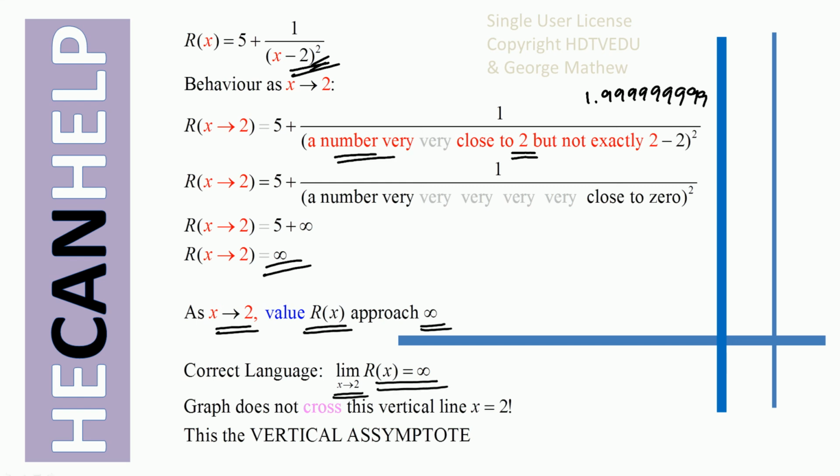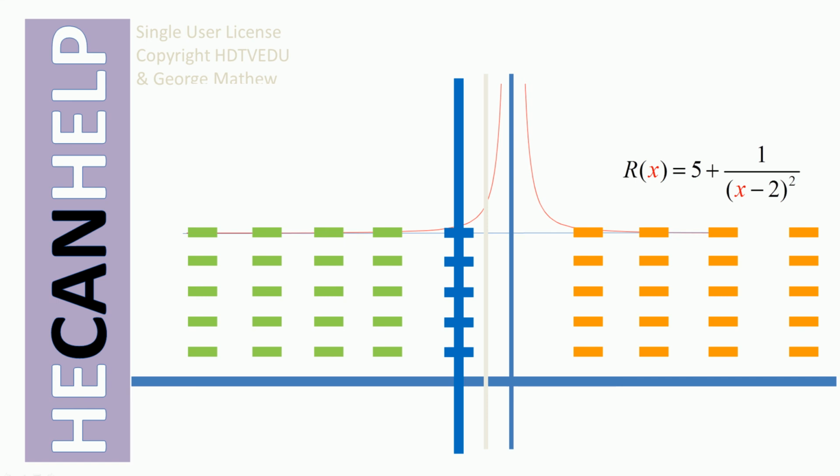The graph does not cross this vertical line x equals 2. So x equals 1 and x equals 2. The graph does not cross this vertical line x equals 2. x equals 2 is called the vertical asymptote.